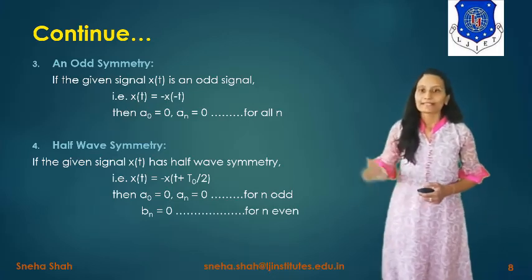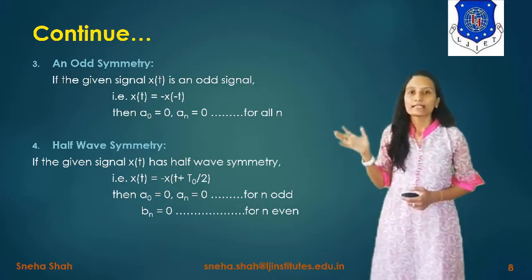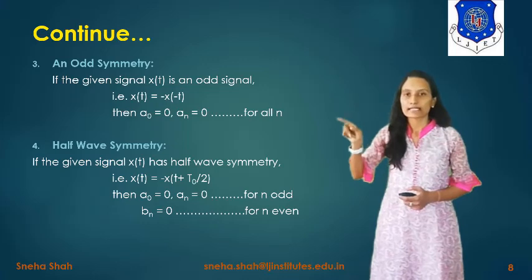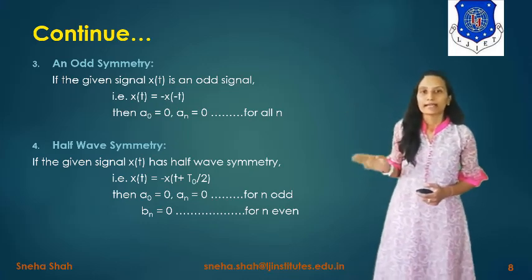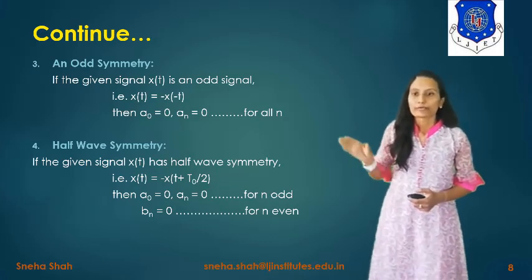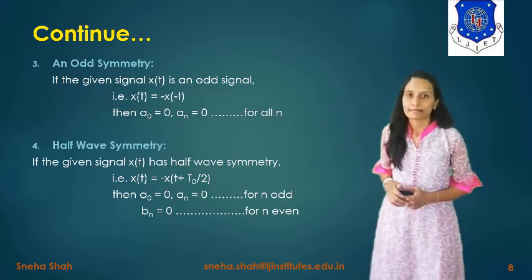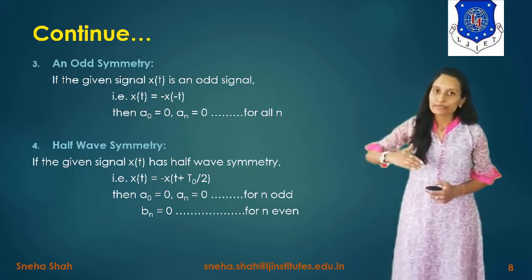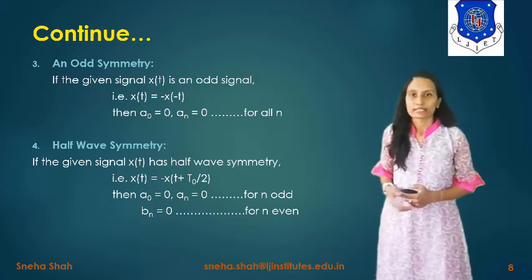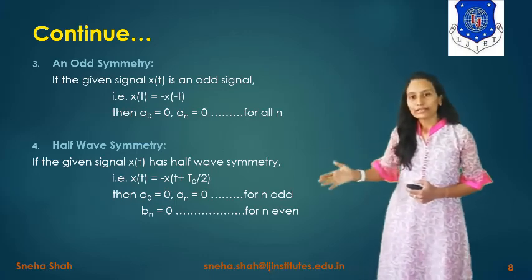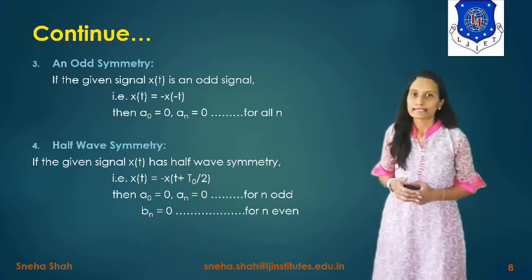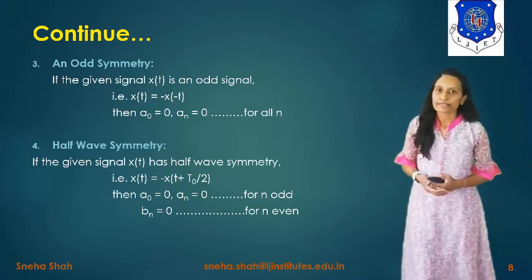So if we apply this waveform symmetry in the process of finding the Fourier series coefficients a0, an and bn, then a number of coefficients will be removed. So this way we can reduce the calculation of the Fourier series coefficients. We'll apply all these rules in the calculation of Fourier series examples in the next section.